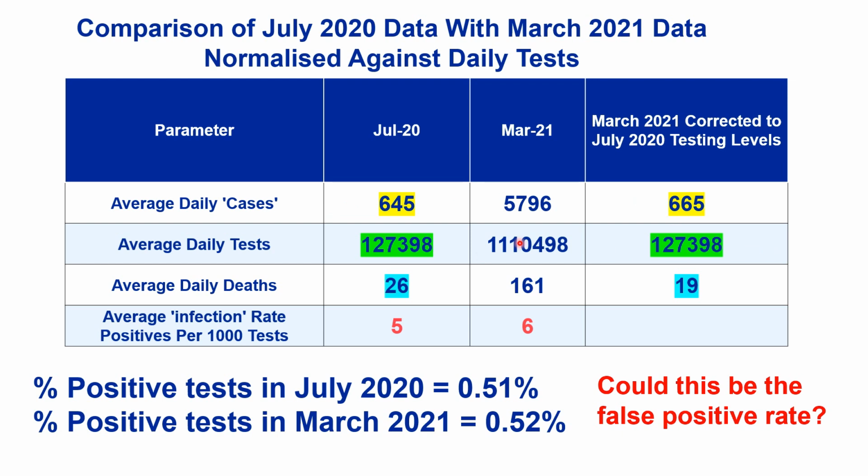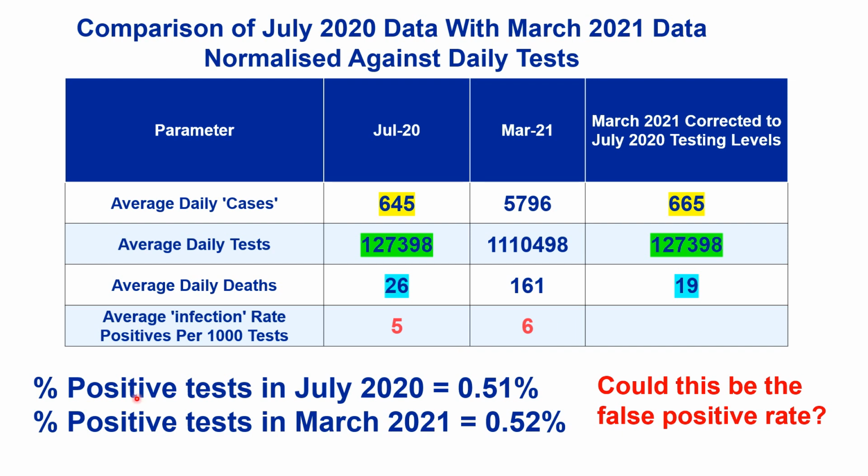This will be the same because I'm converting this one to this one, but the number of deaths comes down to 19. Now I think this is fair enough, because the more positive tests you have, the more people are likely to die within 28 days of it. So it will be proportional. But these are in exactly the same ballpark, and so is the infection rate.